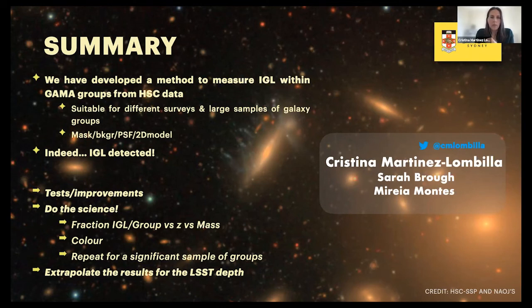We would like to repeat this for a statistically significant sample of groups and, of course, extrapolate those results for the LSST depth to see what we would get. So this is all on my side, and please keep a look out for the upcoming paper with all these results. Thank you so much.